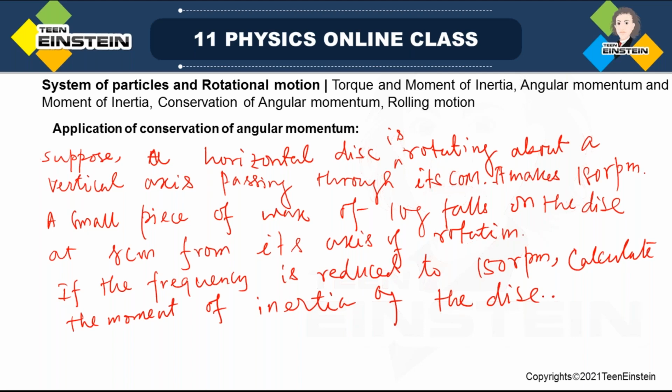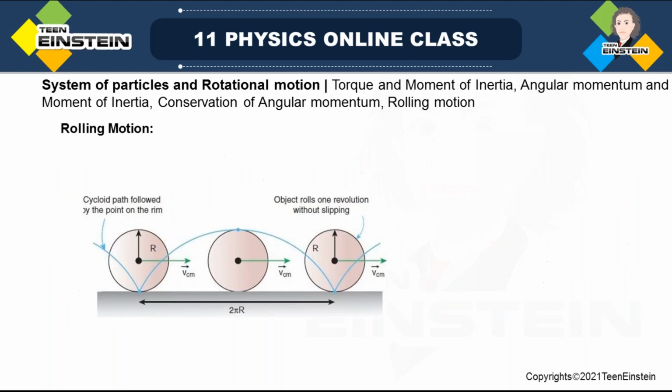I'll just explain the question first, then I'll solve it. Suppose a horizontal disk is rotating about a vertical axis passing through its center of mass. It makes 180 rpm. A small piece of wax of 10 gram falls on the disk at 8 centimeter from its axis of rotation. So if the frequency is reduced to 150 rpm, calculate the moment of inertia of the disk. Okay, I'll just go to the next slide maybe.